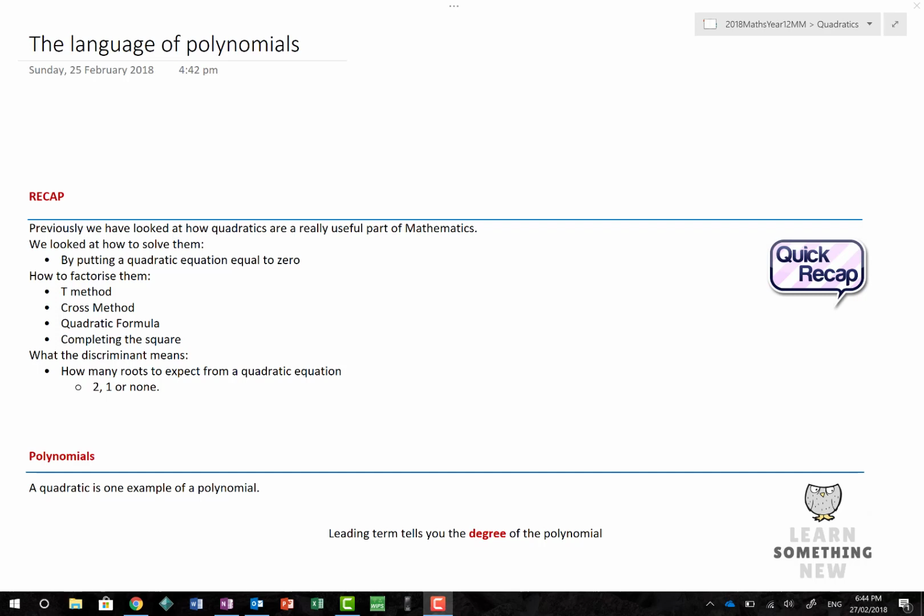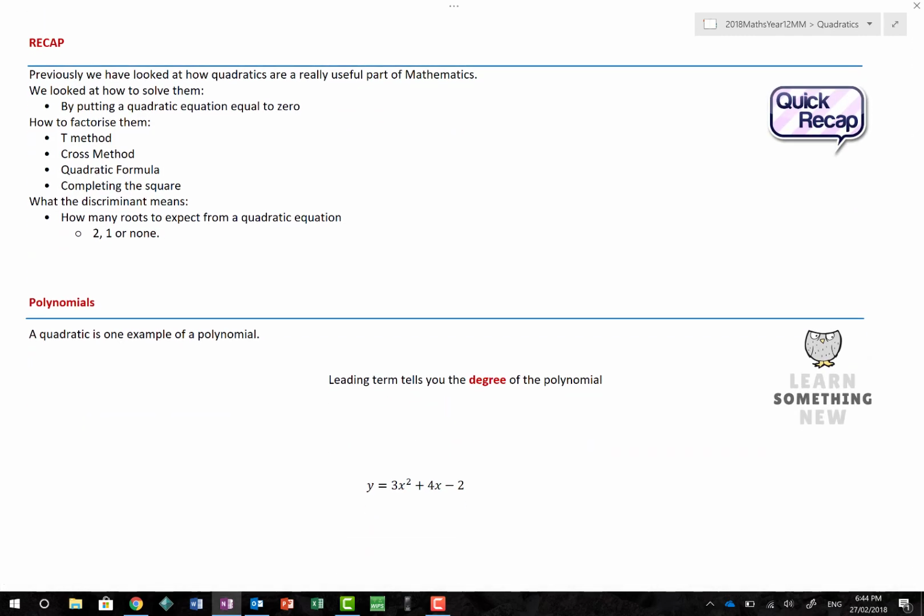So, polynomials are fabulous things, alright? And so let's do, as we usually do, a quick little recap of what's gone before. Previously we looked at how quadratics were a really useful part of mathematics. We would hope so. They've so far been taught in year 10, year 11 and now year 12, right? You'd have to hope that the language behind polynomials and quadratics actually meant something.